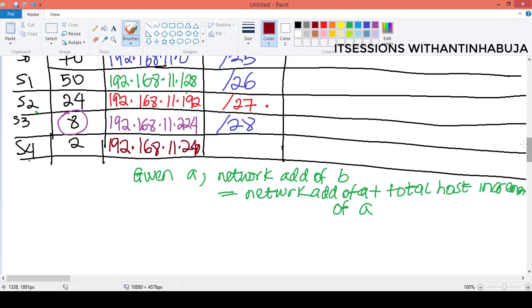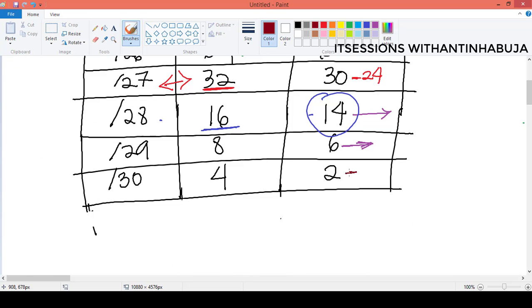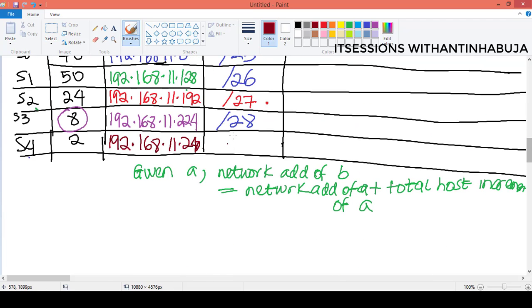Next is our prefix length. What prefix length represents two usable hosts? So let's go to our usable hosts. These are our two usable hosts. Remember, when you see hosts in a topology, it refers to the usable host. So our prefix length will be /30. So this will be /30.